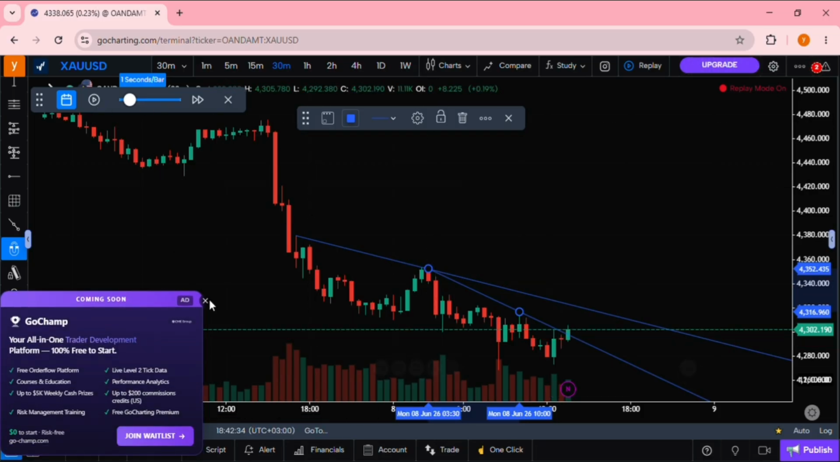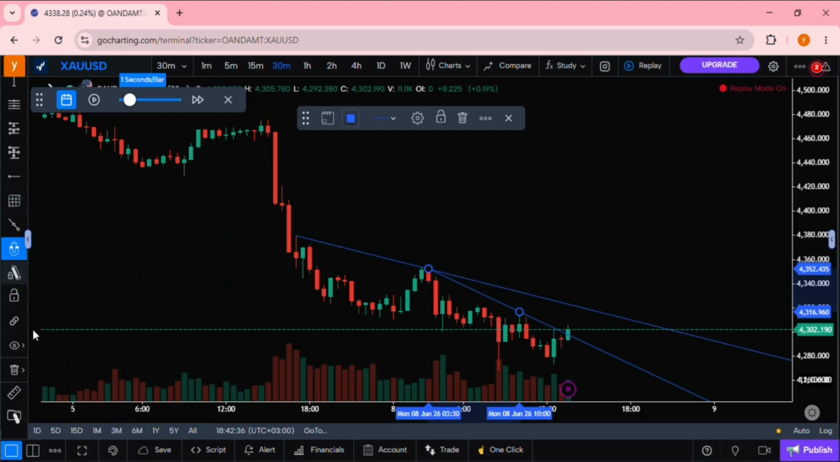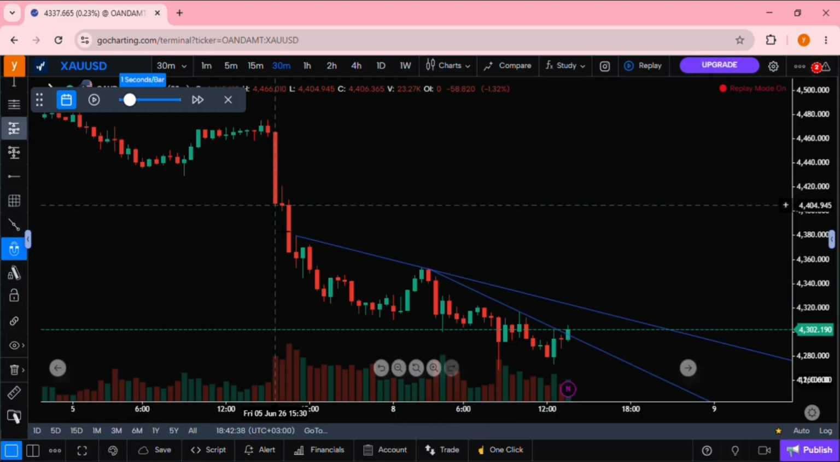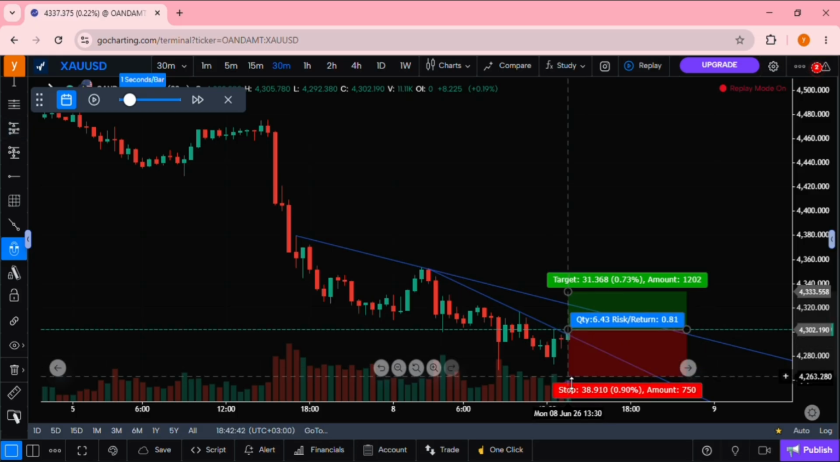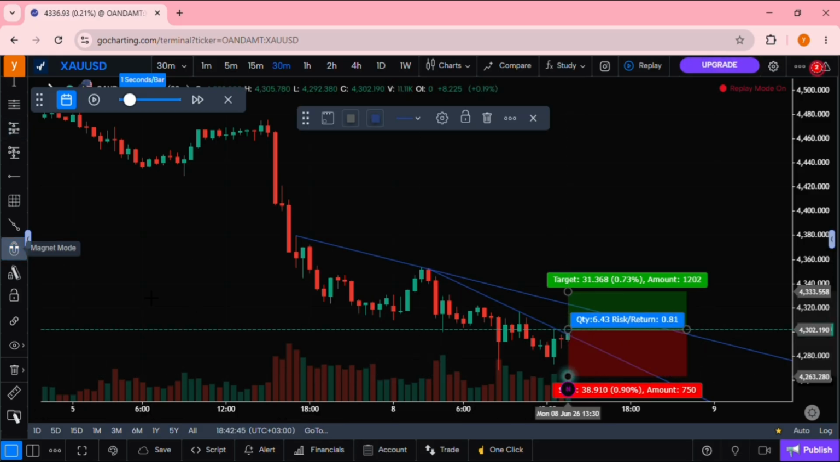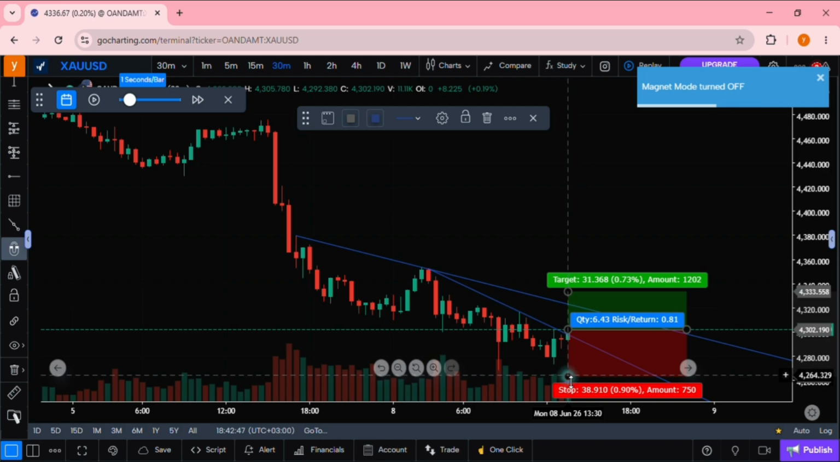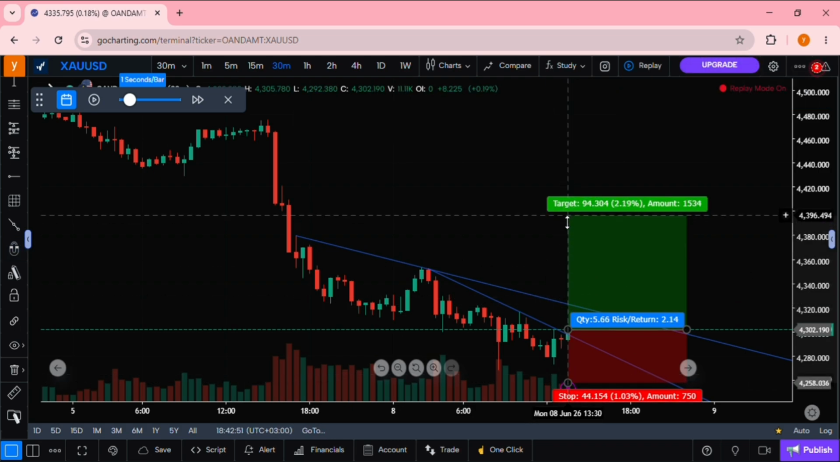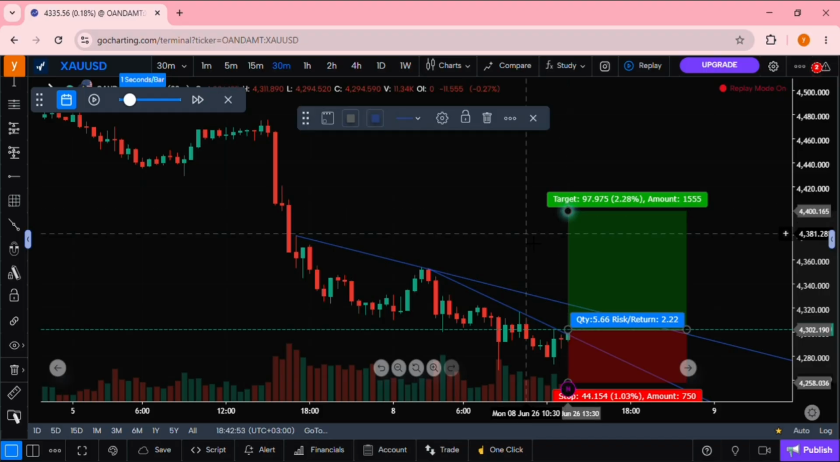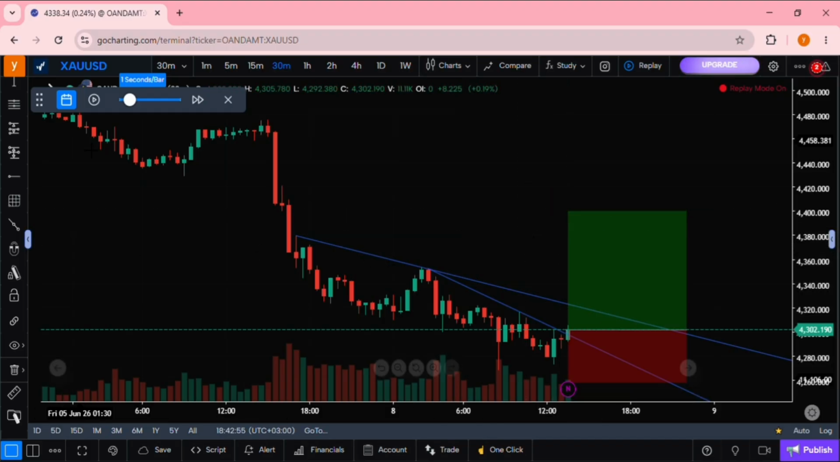So that candle was my confirmation. I took a long position here. Stop loss a few pips here, and then I targeted this fair value gap here. So that was as easy as that.